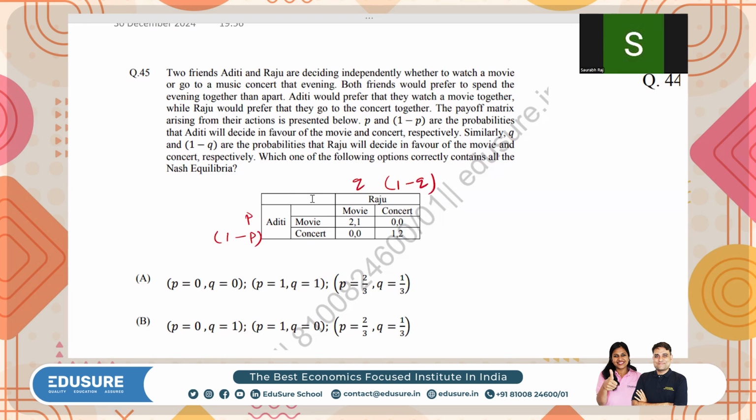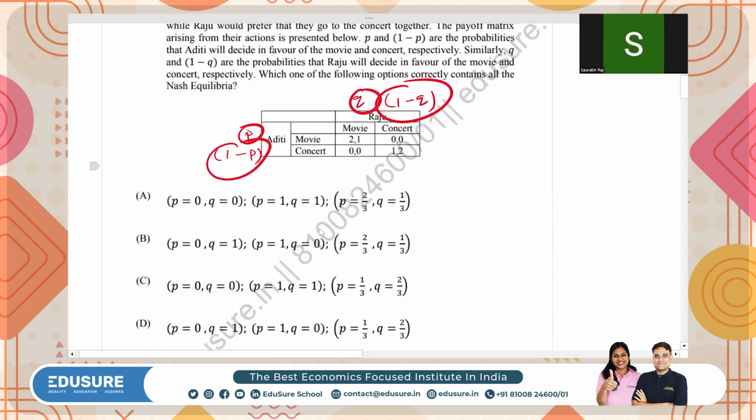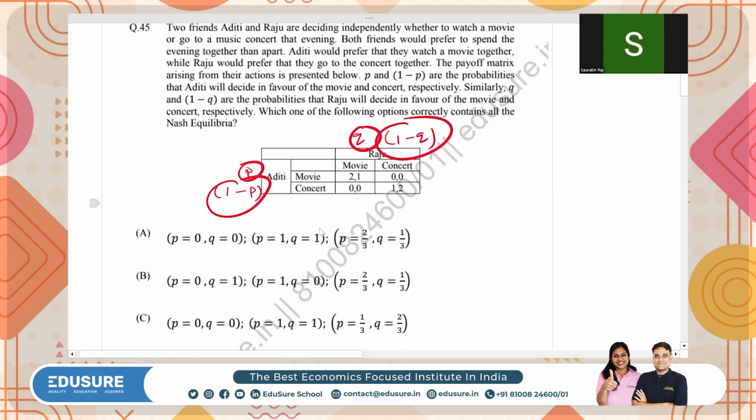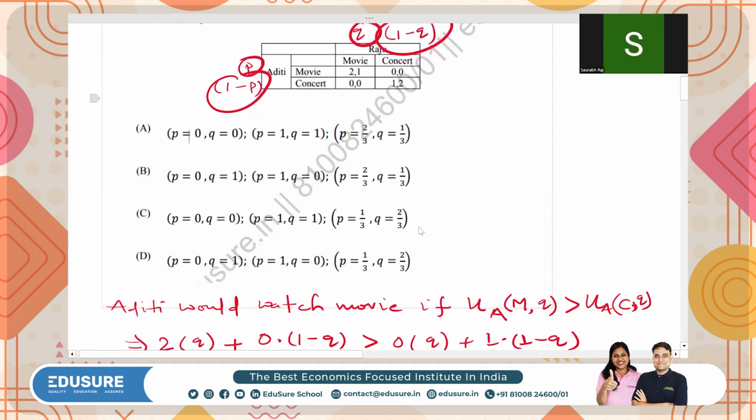Okay, and the probabilities attached with their payoffs are, like if Aditi is going to watch a movie, there is a probability attached, P. In the same way we have attached probabilities to all the other decisions taken by Aditi and Raju. So this is Q and 1 minus Q for Raju's two decisions, and for Aditi P and 1 minus P. And now we will calculate which of the options are correct. These options contain both pure strategy equilibrium and mixed strategy equilibrium. Okay, so we will figure it out now.